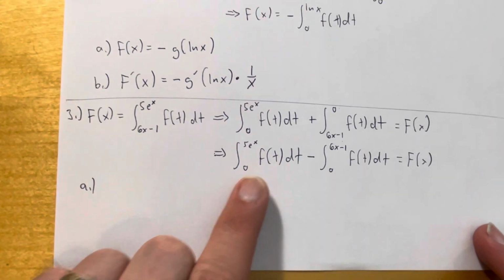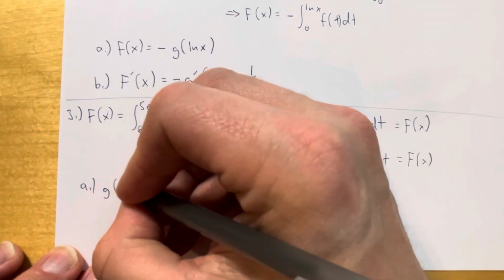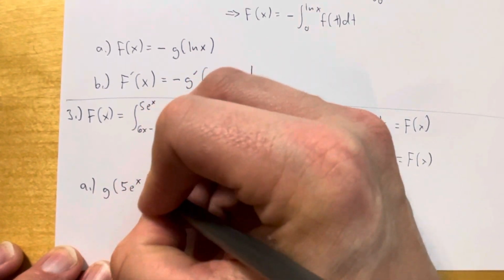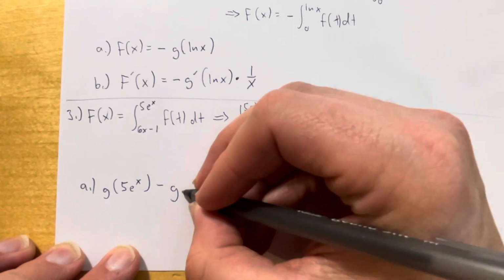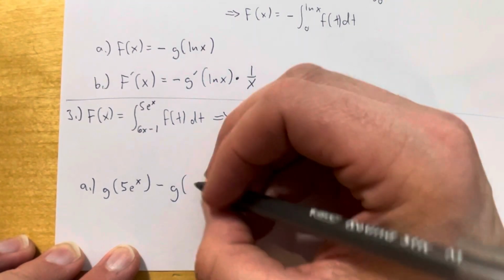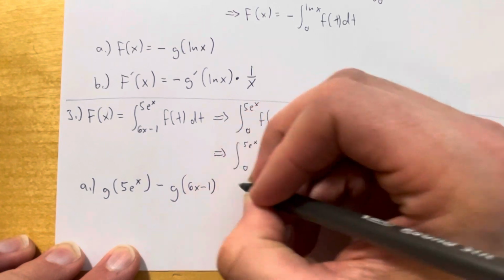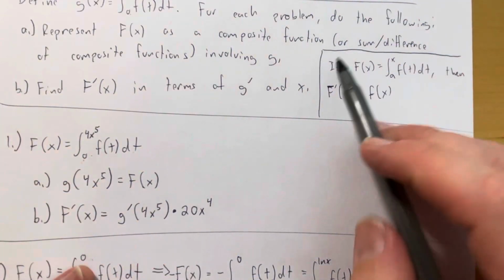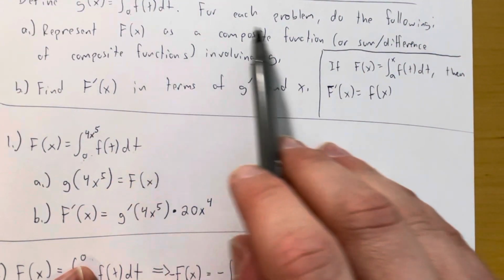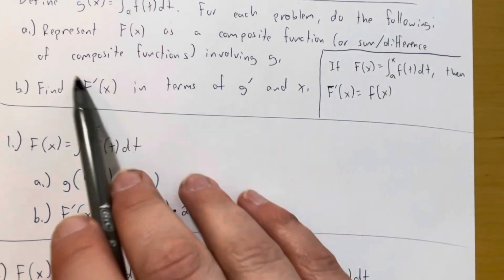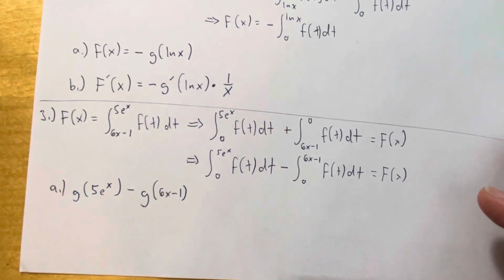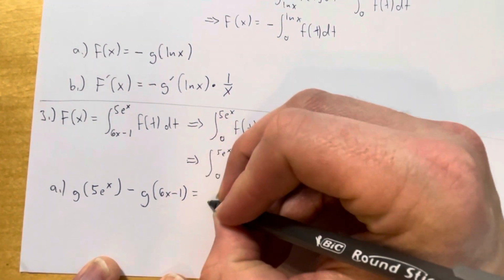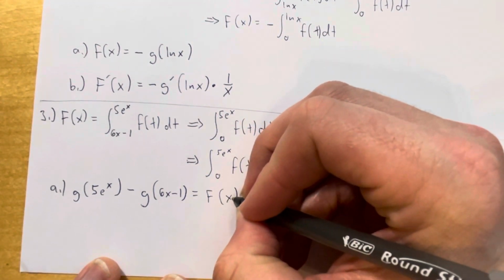This first integral is what g of 5e to the x would look like, minus g of 6x minus 1. And this is why in the instructions up here it says represent capital F as a composite function or a sum or difference of composite functions. It's because in a case like this, we end up with a difference of composite functions. This is what f of x is equal to.